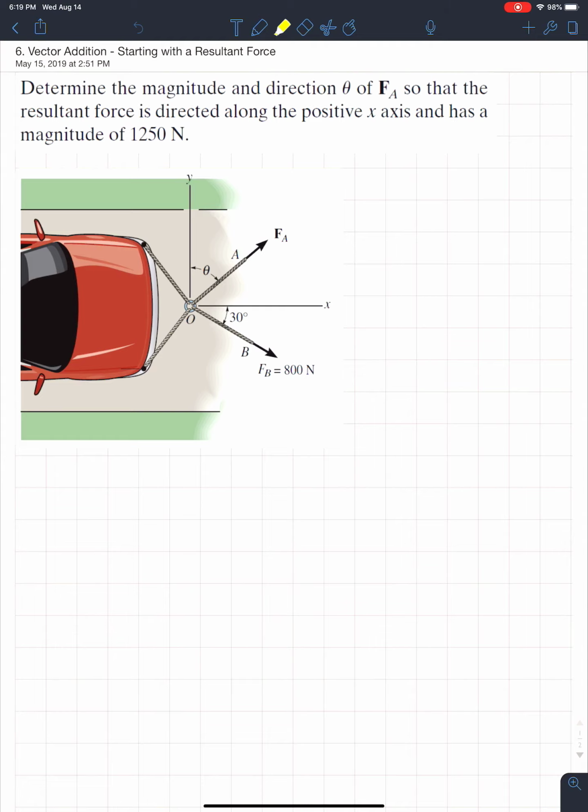So the tutorial today, it was hard to think of a title, so I just put starting with resultant force, but basically it'll be a little similar to the last example where instead of being given all the initial conditions, we start off with some of the final conditions and we can work our way back to find the answer.